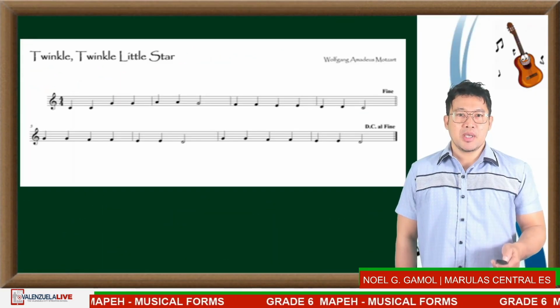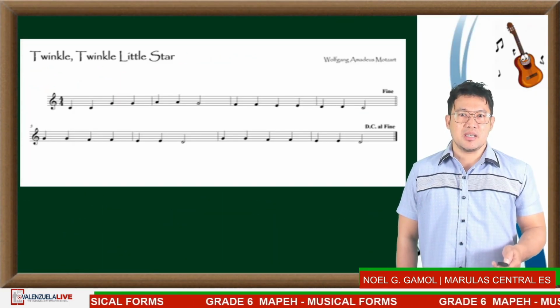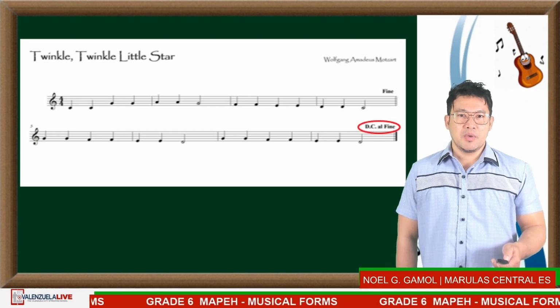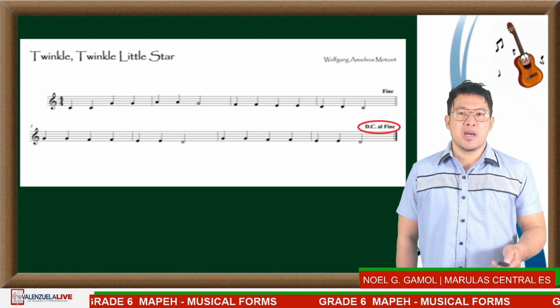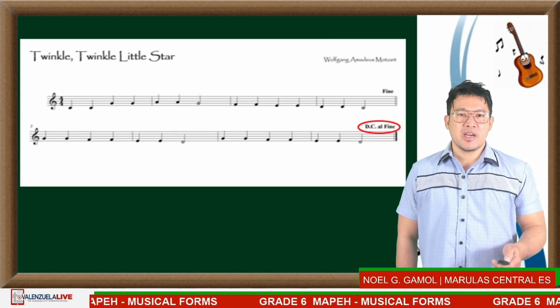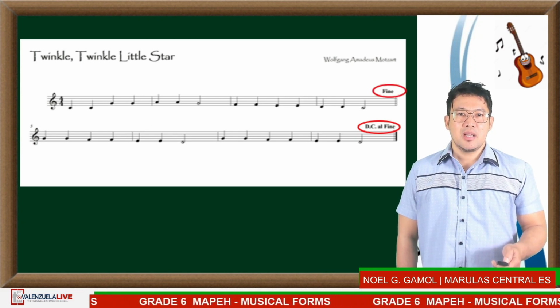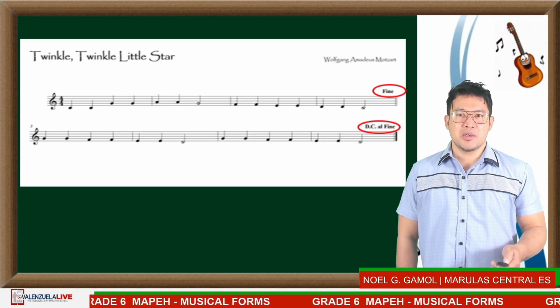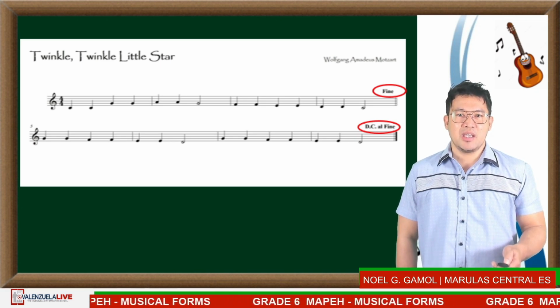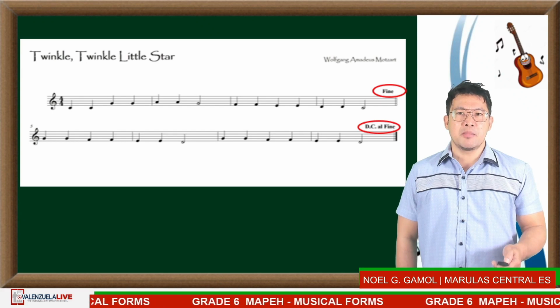The da capo can be abbreviated as DC. We will place the da capo al fine on bar 8 and a marker fine on bar 4. Let us look at this animated video using the da capo al fine and carefully watch the movement of the marker.